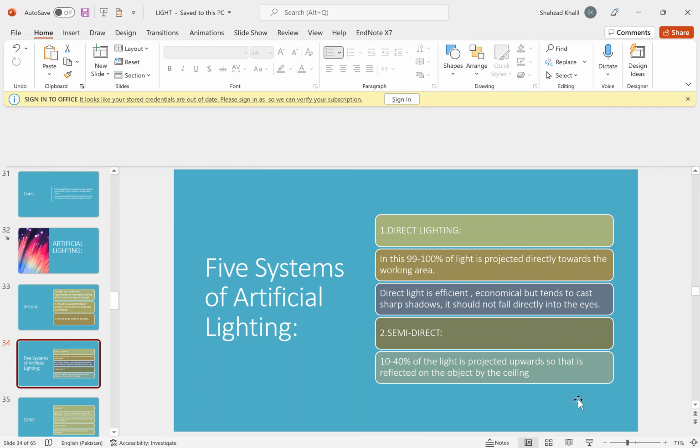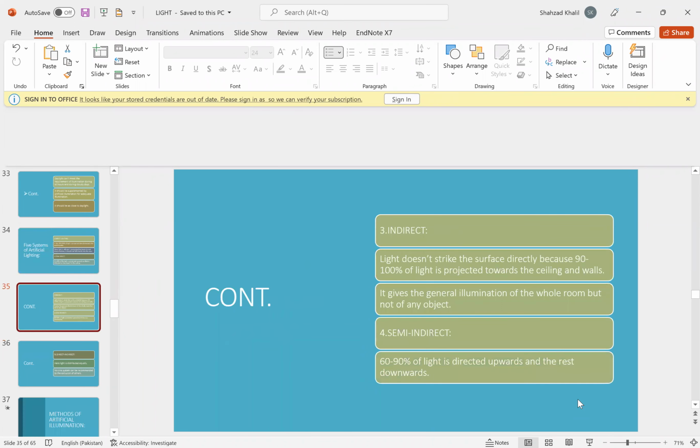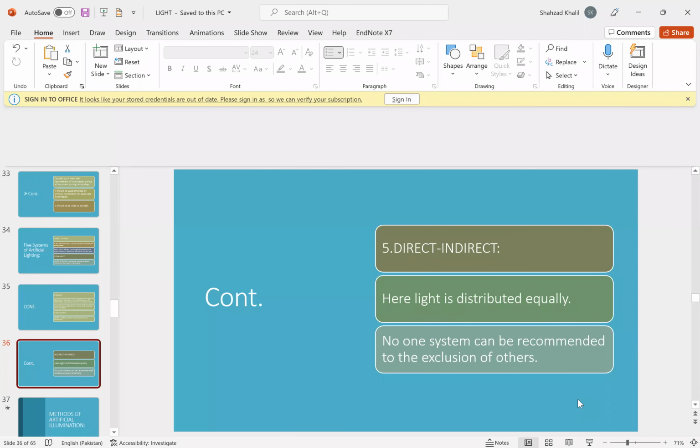Second is semi-direct. 10 to 40% of the light is projected outwards so that it is reflected on the objects by the ceiling. Third is indirect. Light does not strike the surface directly because 90 to 100% of light is projected towards the ceiling and walls. It gives the general illumination of the whole room, but not of any object. Then comes the semi-indirect. 60 to 90% of the light is directed outwards and the rest downwards. Direct-indirect: here light is distributed equally. No one system can be recommended to the exclusion of others.